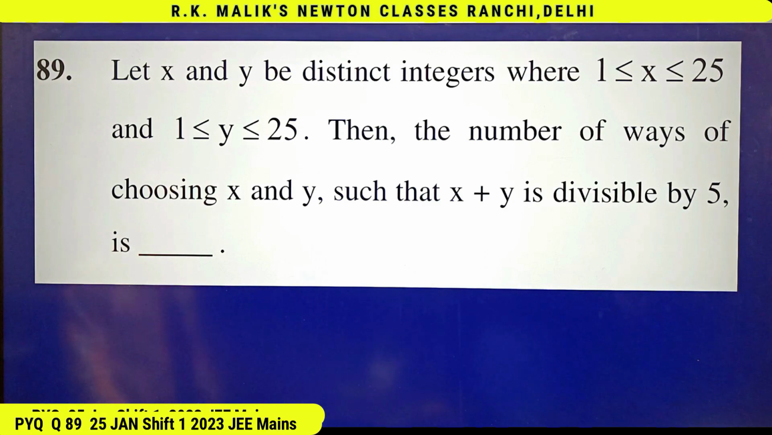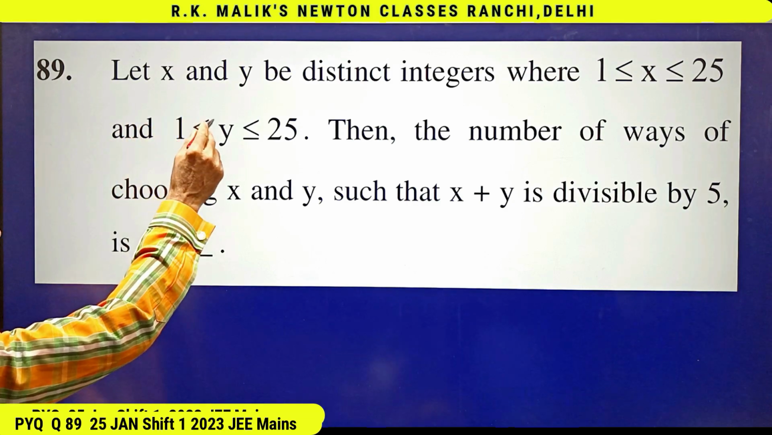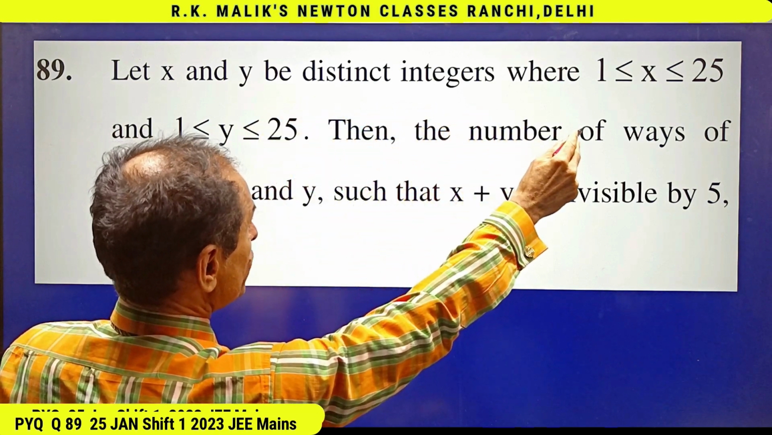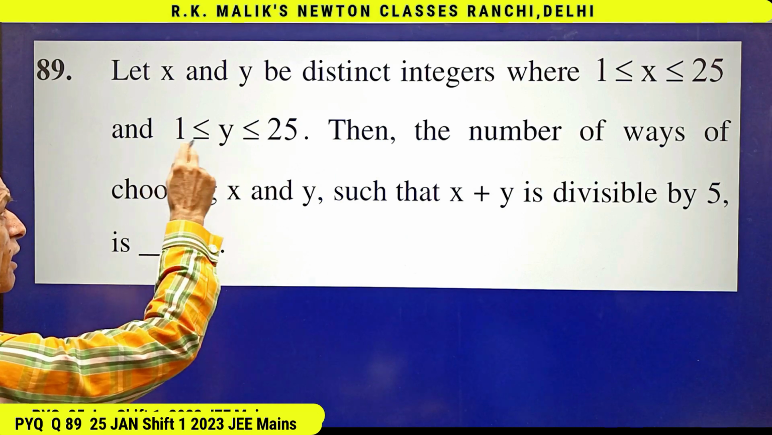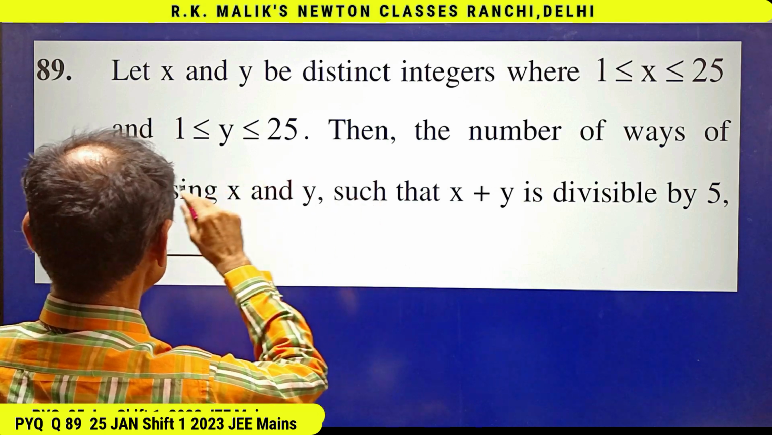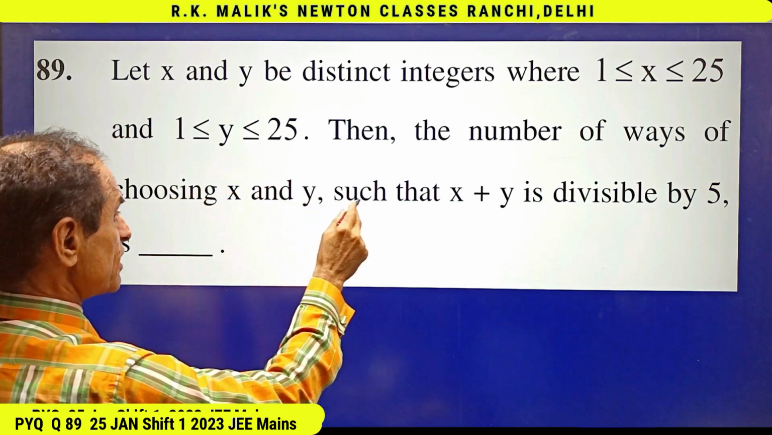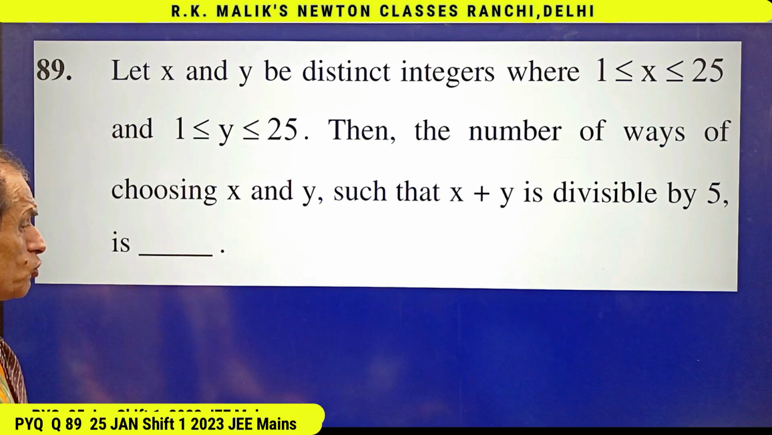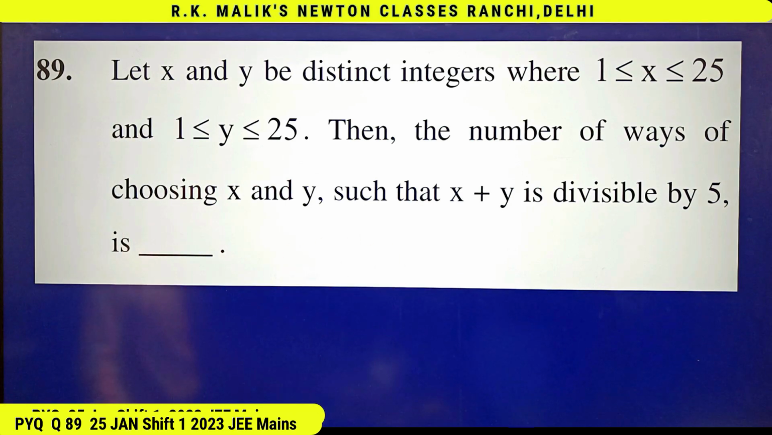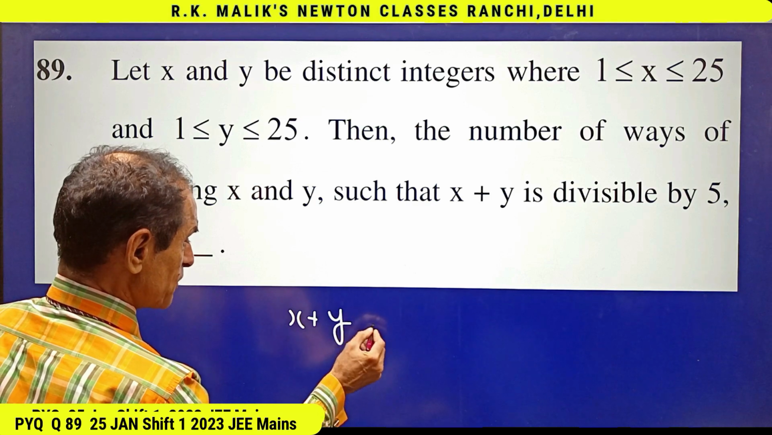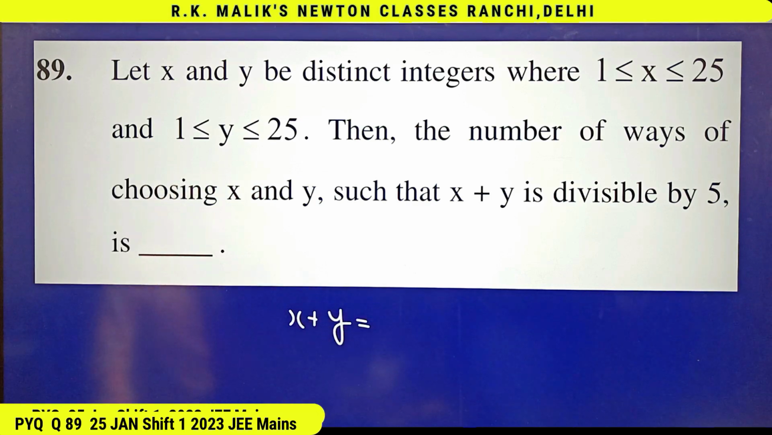In this question, it is given that let x and y be the distinct integers where x lies between 1 and 25, y also lies between 1 and 25, then the number of ways of choosing x and y such that x plus y is divisible by 5 is dash. You have to fill in the blank. You have to find the number of ways of choosing x and y such that x plus y is divisible by 5.